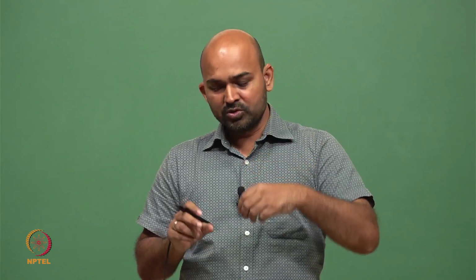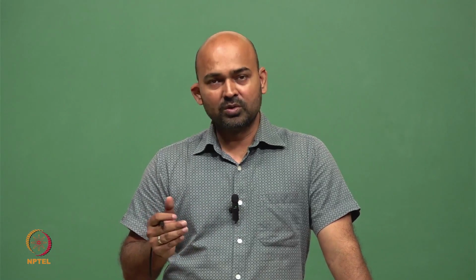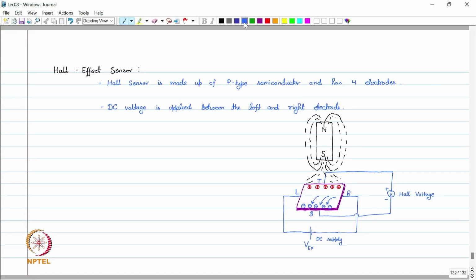The more the magnetic field, meaning if the magnet is really close to the semiconductor, the force magnitude is more, it means more Hall voltage will be generated, and this also depends on the velocity of these electrons and holes in the semiconductor. So here we apply this DC voltage between the left and right, and we measure this Hall voltage on the top and bottom. Because of this, the free electrons move within the electric field through the Hall material.